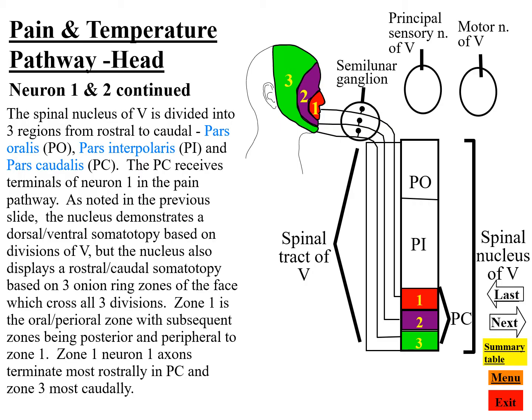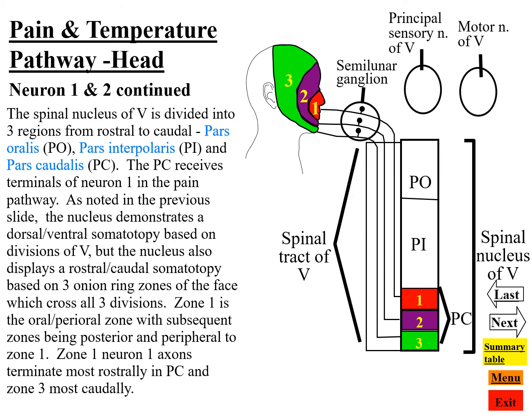There's a second way of visualizing the somatotopic organization of pain and temperature fibers from the head region, and that is illustrated in this cartoon. This is based upon 3 onion ring type zones on the face. In each zone, all 3 divisions of the trigeminal nerve are represented. Zone 1 is called the perioral region, number 2 is intermediate, and number 3 is simply known as the posterior region of these zones.